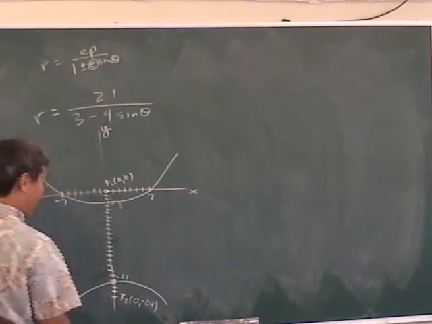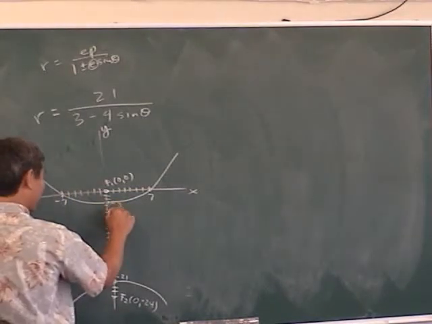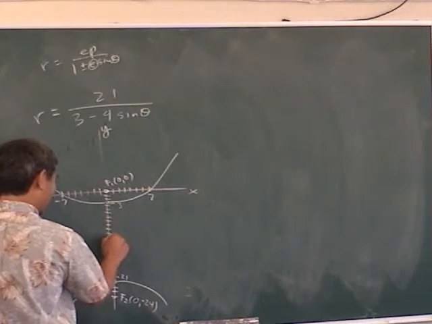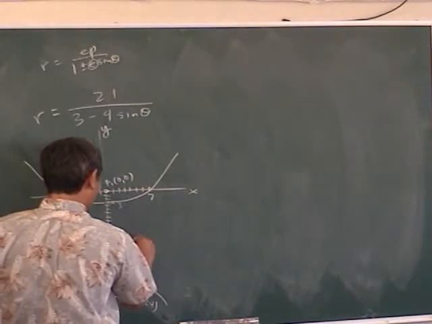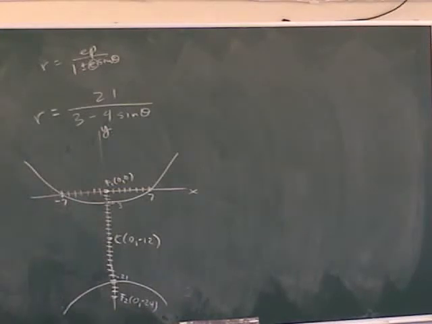So therefore, where's the center? 0, negative 12. So 3, 4, 5, 6, 7, 8, 9, 10, 11, 12. Here's the center at 0, negative 12. Okay. Find the directrices of this hyperbola. What are the directrices?